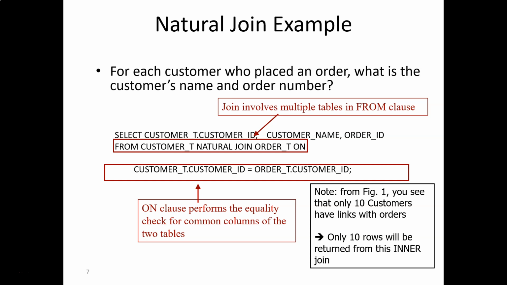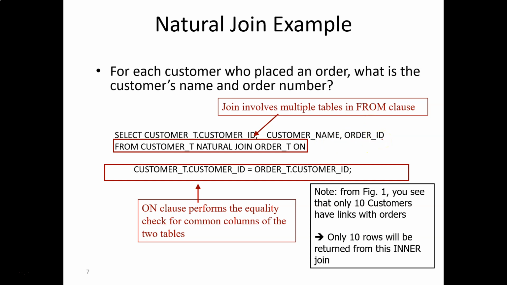In order to get the customer's name and order number, we need to get the data from both the customer table and the order table. The statement looks like this: select customer table.customer ID. The customer ID is from the customer table, comma, customer underscore name, and comma, order underscore ID. Right? And order underscore ID here is from the order table.